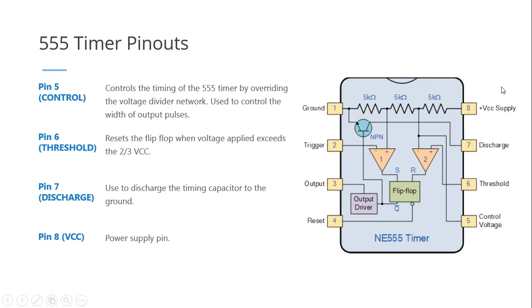And as mentioned, VCC or pin 8 is connected to our power supply. And again, what we put in the power supply actually controls the needed threshold and trigger for our two comparator circuits, which controls our flip-flop, which of course controls our pin 3 output.